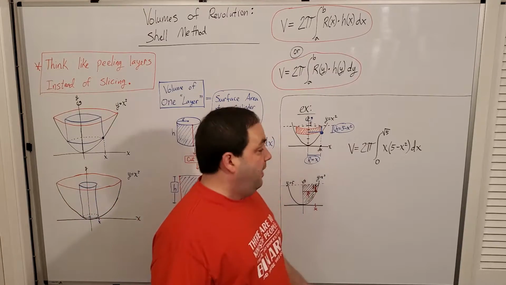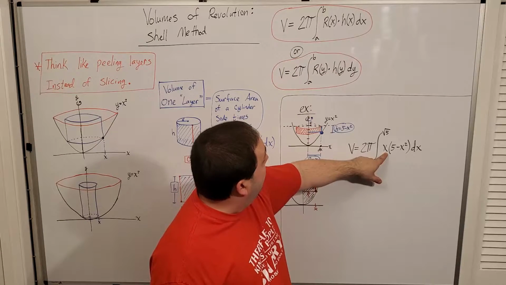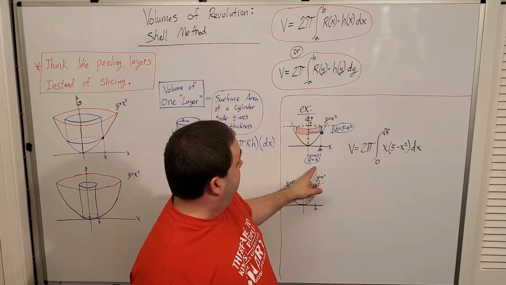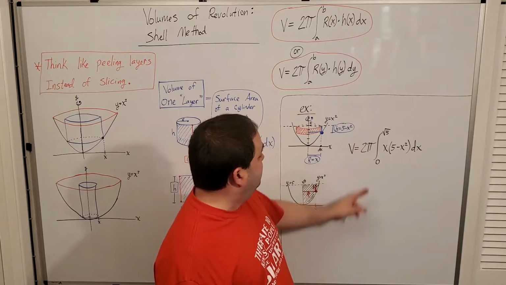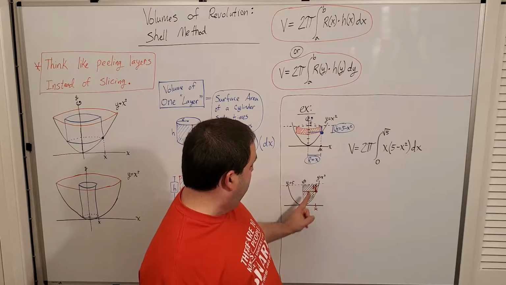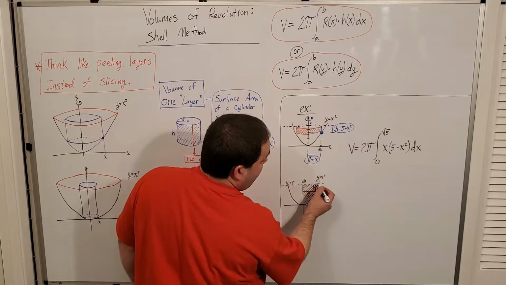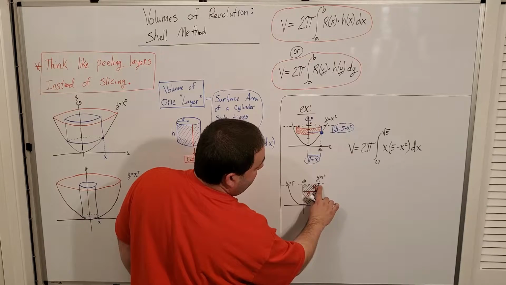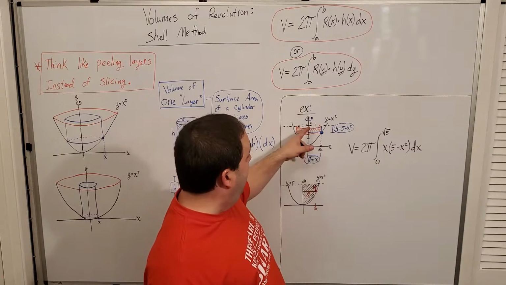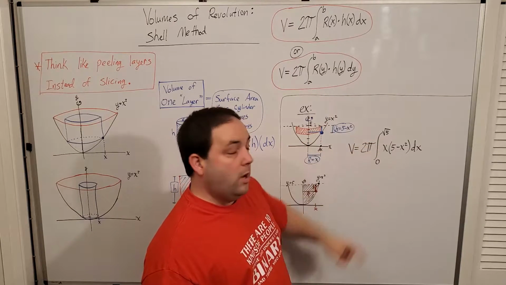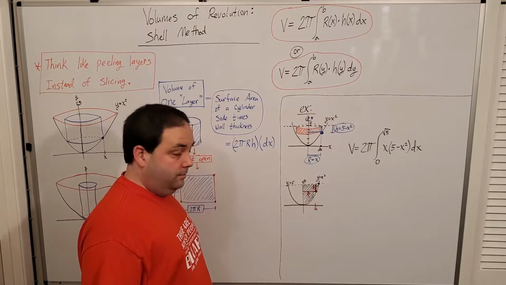So let's set up the volume. It's 2 pi integral of radius, that's x, and then the height, 5 minus x squared, dx. I'm starting at 0 because that's where my region of rotation begins, and I go all the way out until these intersect. See, they intersect right here? They intersect when x squared equals 5, because it's y equals 5. So that means it's the square root of 5 for x. That's the x value of where they intersect.